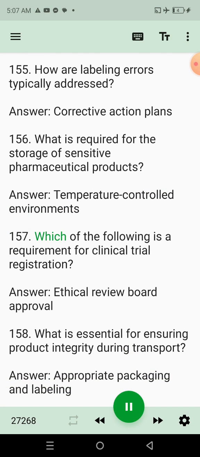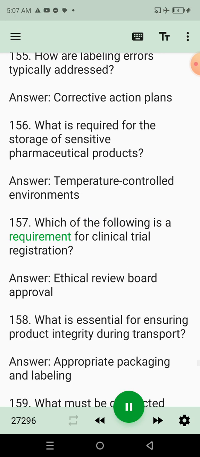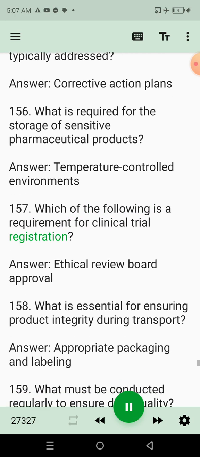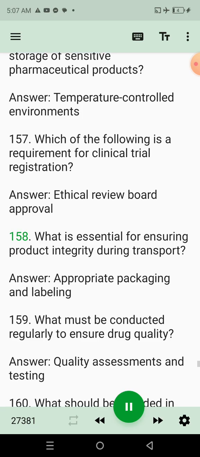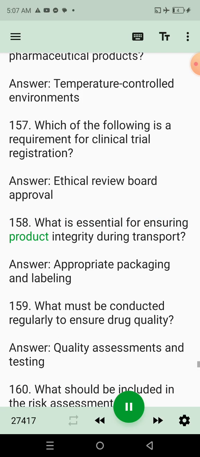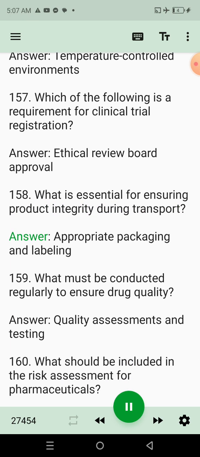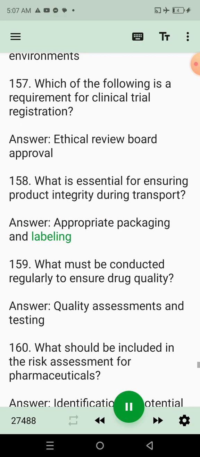157. Which of the following is a requirement for clinical trial registration? Answer: ethical review board approval. 158. What is essential for ensuring product integrity during transport? Answer: appropriate packaging and labeling.